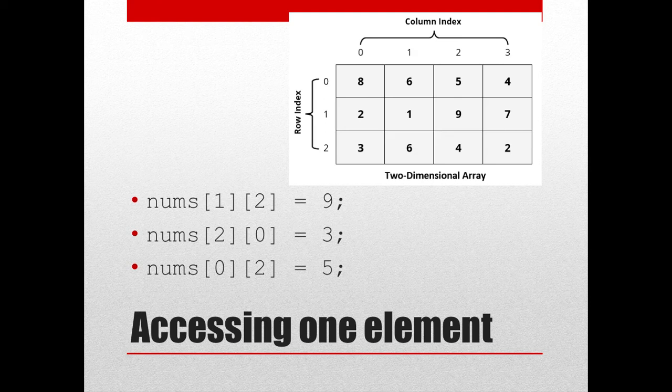Okay, so the second bullet says nums[2][0]. That means you're in row number 2, the bottom row, and then you're in column number 0, and you see that there's a 3 in that box. And then the third bullet, nums[0][2]: you're in row number 0, column number 2, and then you can see there's a 5 in that particular box. Okay?